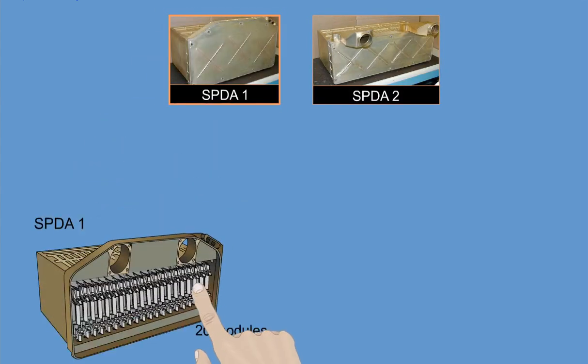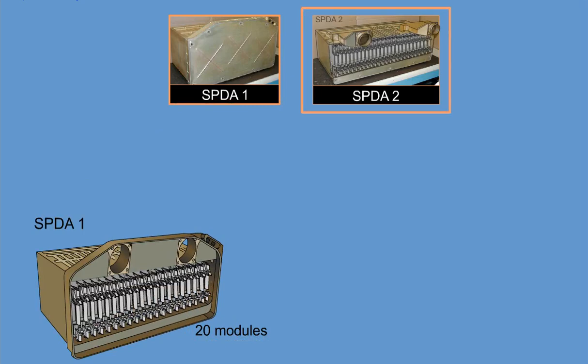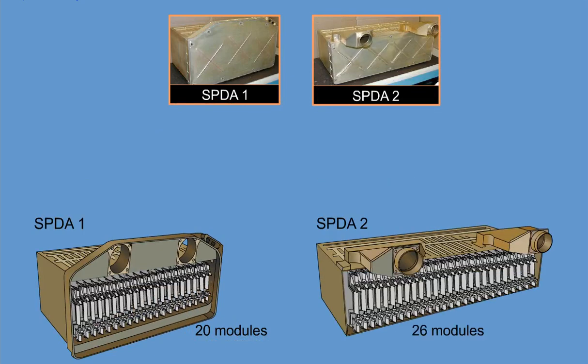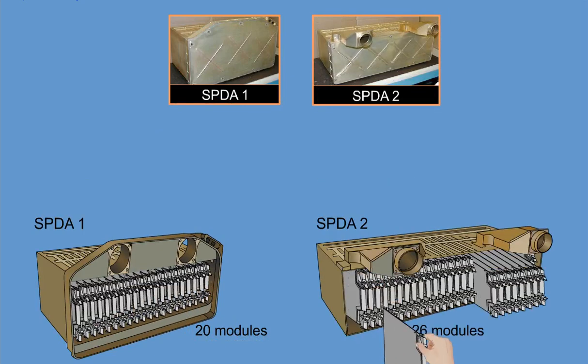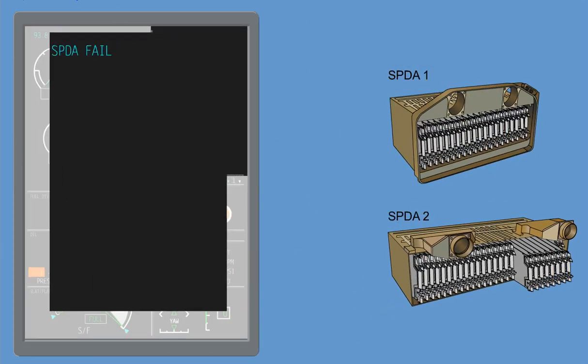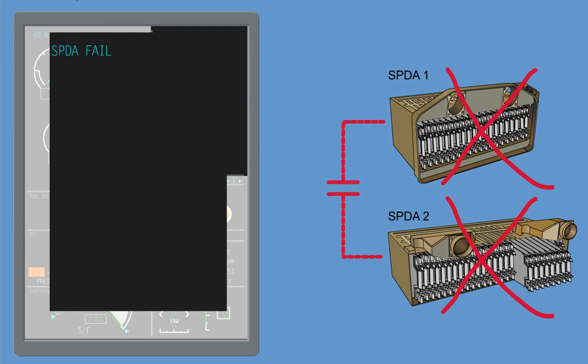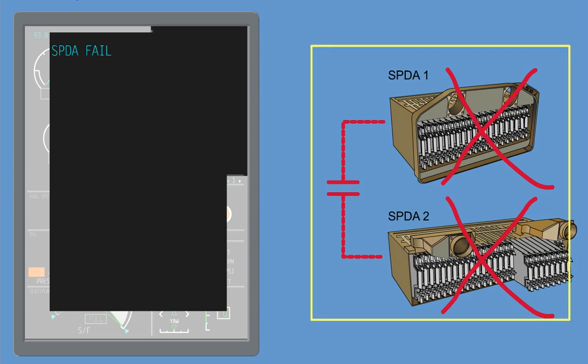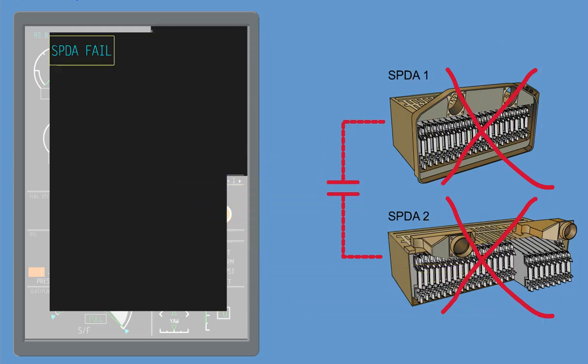SPDA-1 consists of 20 slots for modules. SPDA-2 has 26 modules that are individually replaceable. Some of these modules assist in DC power distribution. An ICUS message, SPDA FAIL, indicates a total failure of any module in SPDA-1 or SPDA-2, or a loss of communication with the other SPDA.